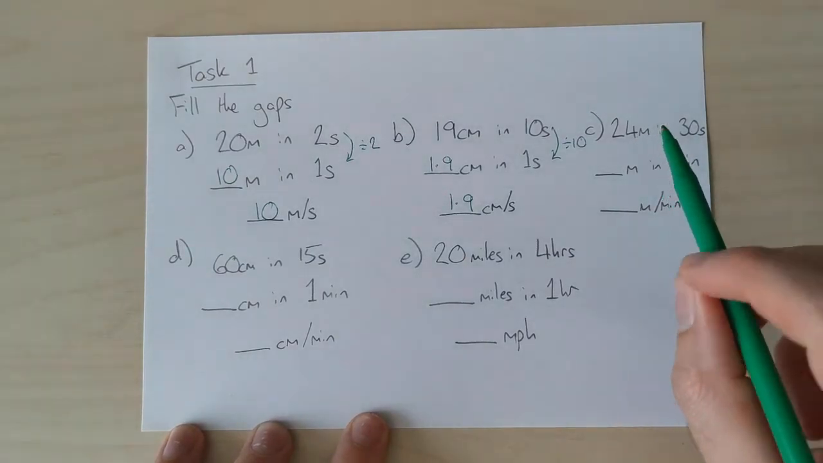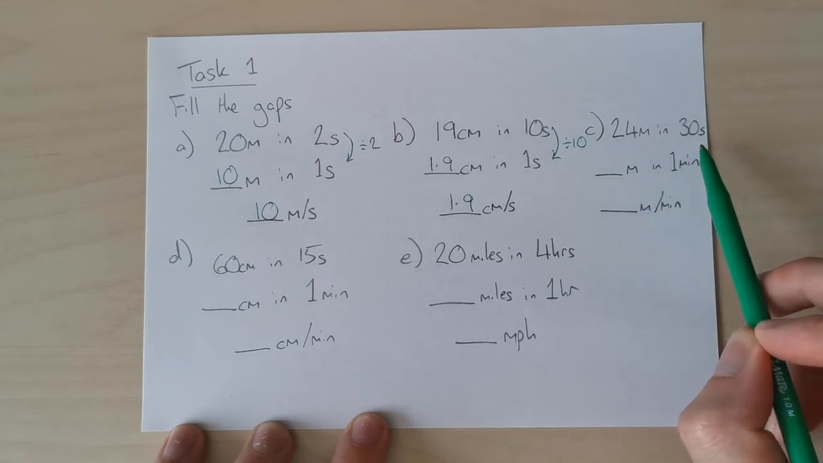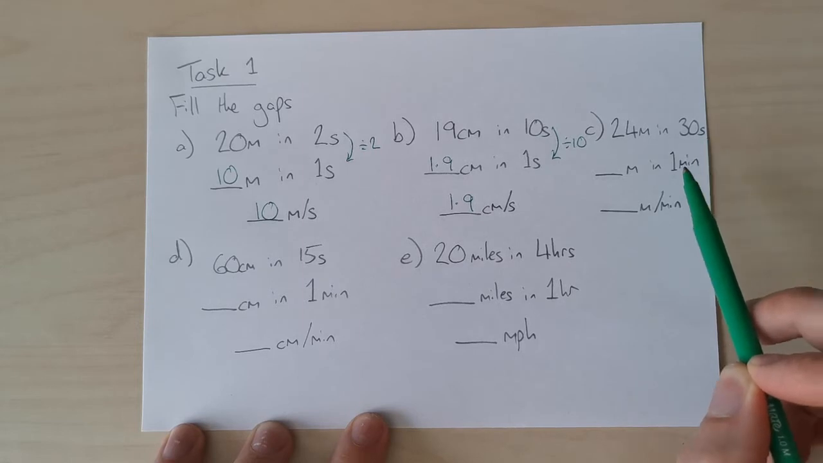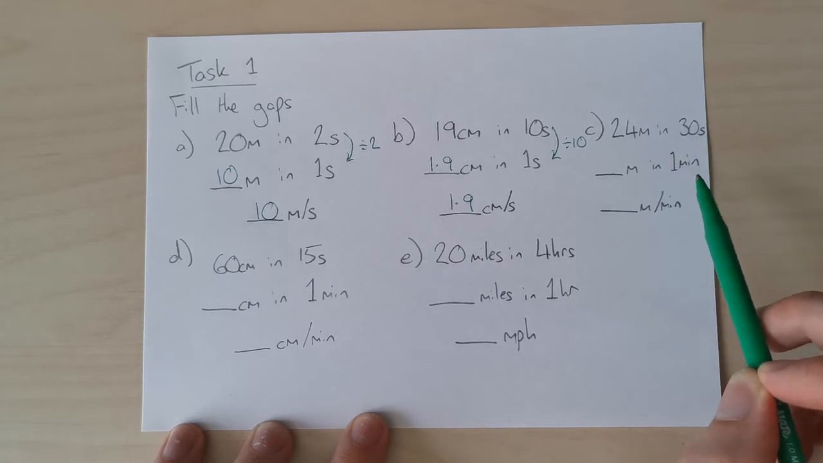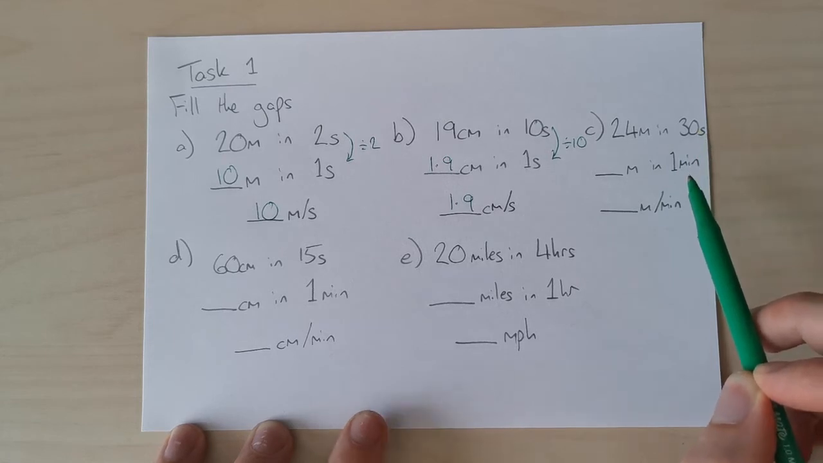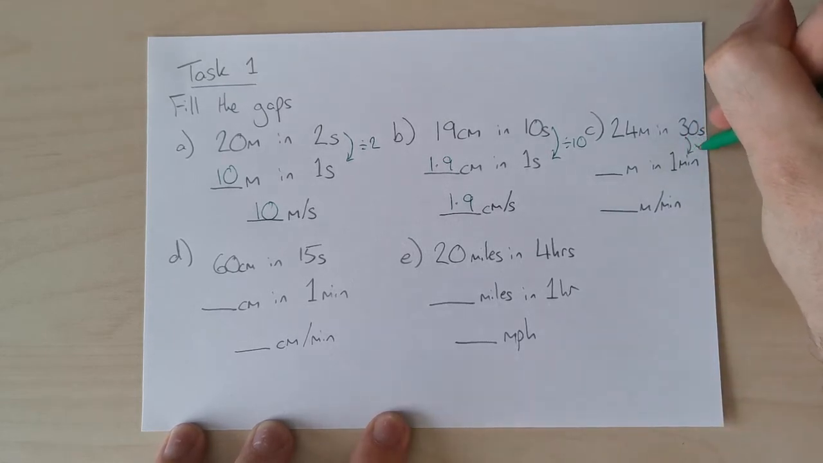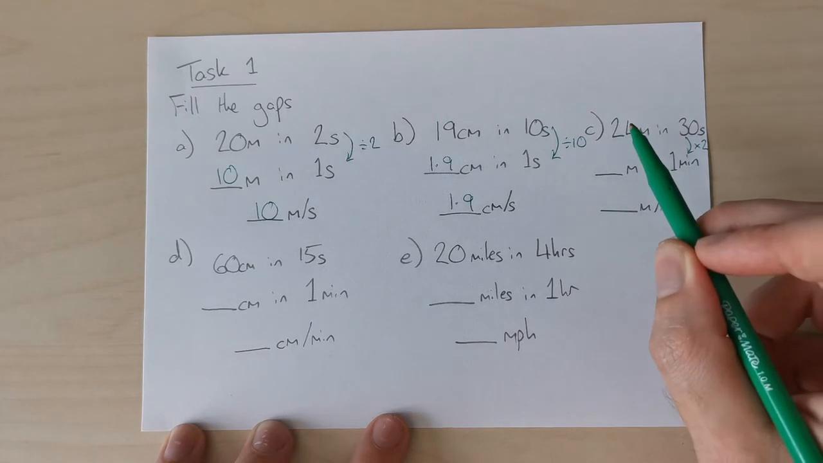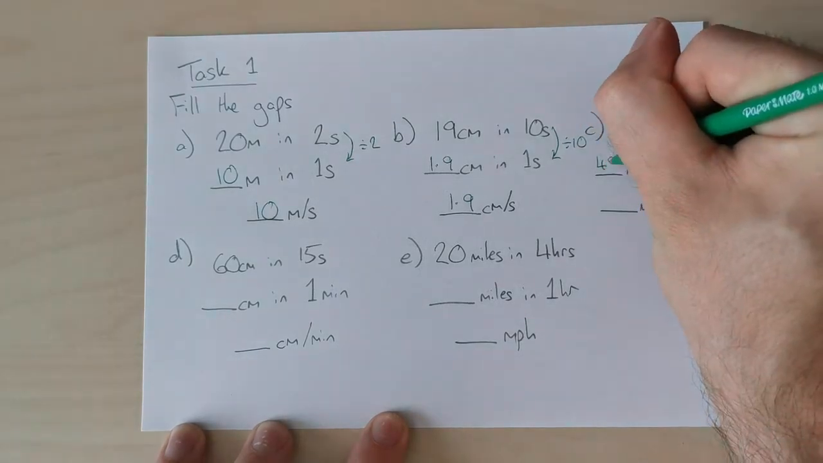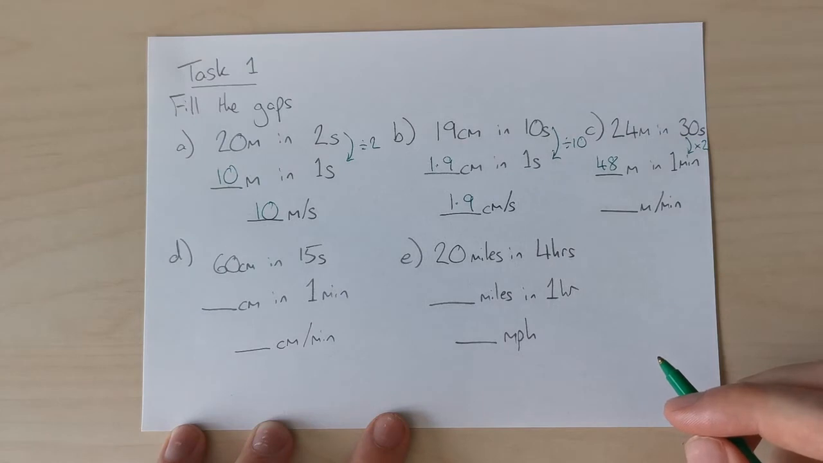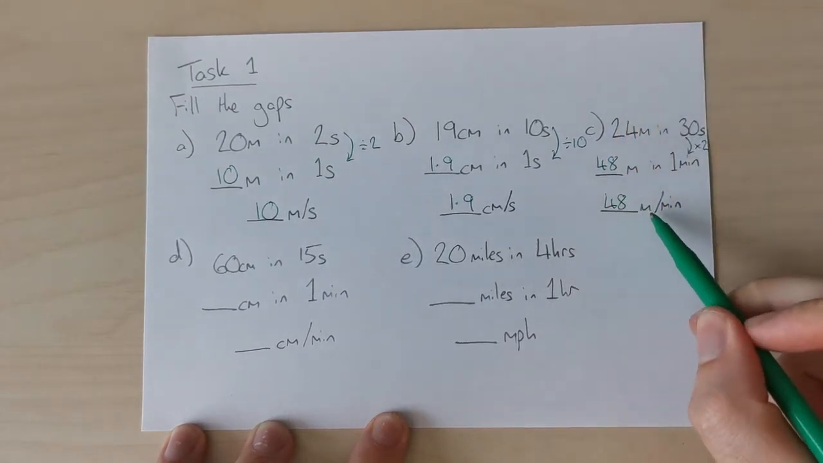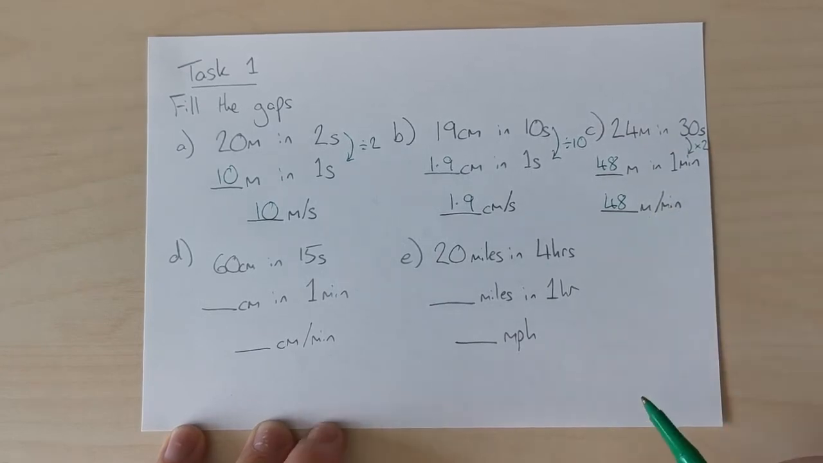Part C, a little bit different this one. 24 metres in 30 seconds is how many metres in 1 minute? So we're actually going from seconds into minutes. 1 single minute. So how do I turn 30 seconds into 1 minute? Well, if I double 30 seconds, it would give me 60 seconds, and 60 seconds is the same as 1 minute. If we do the same with the distance, that means that in 1 minute we will have travelled 48 metres. So that would give us an average speed of 48 metres per minute.